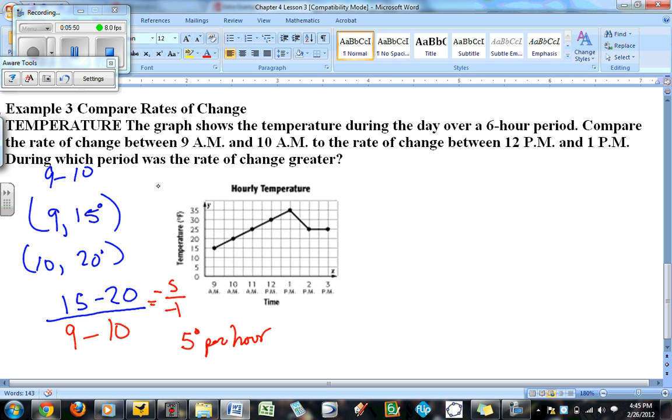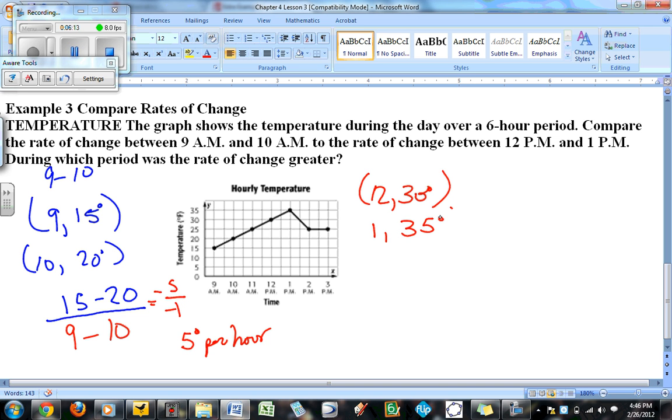Okay? So let's check from 12 and 1. At 12 o'clock, this table says it was 30 degrees. So at 12 o'clock, it's 30 degrees. And I'm going to put it in a nice little ordered pair here. And then at 1 o'clock, it was 35 degrees. So at 1 o'clock, it was 35 degrees.